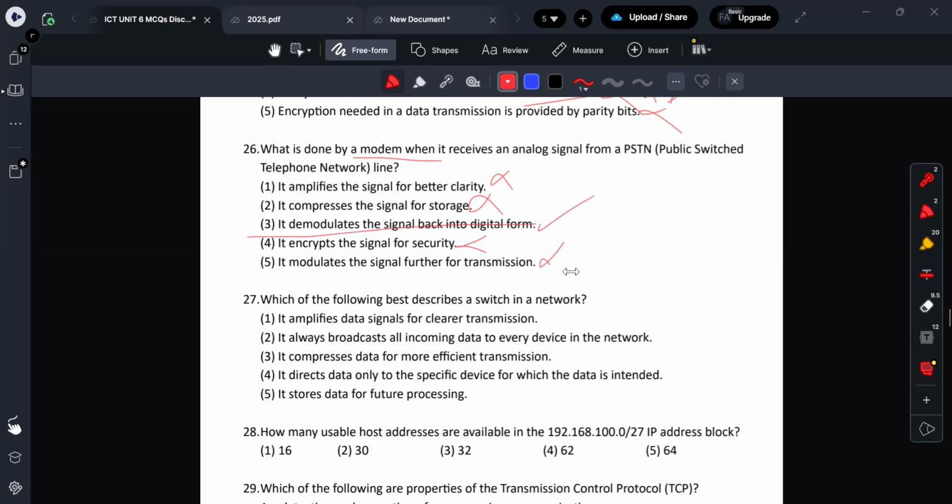Was that clear about this modem part? Modulation, demodulation. Modulation is converting digital signals from a computer into analog waveforms. Demodulation is when you're receiving data, it turns the analog waveform into a digital signal so that the computer can read it. Clear, no?